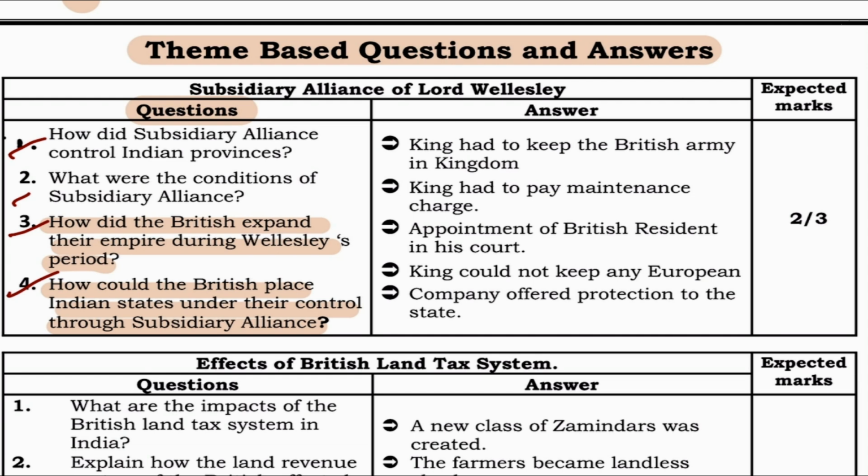Indian kings had to keep the British army in the kingdom. The king had to pay maintenance charges. Appointment of British residents in his court. The king could not keep any Europeans. The Company offered protection to the state. For these 4 questions, single answer.